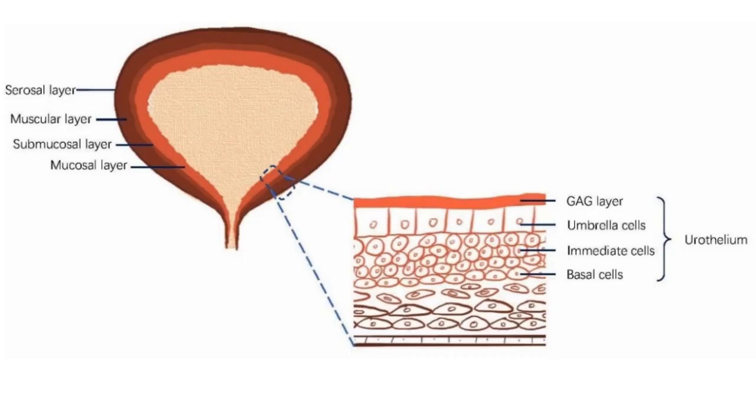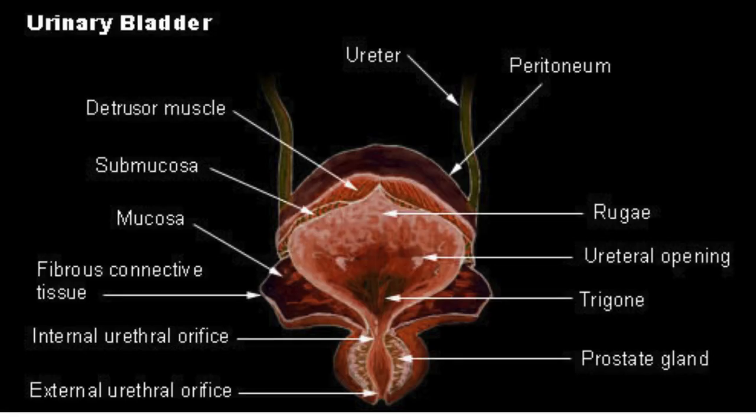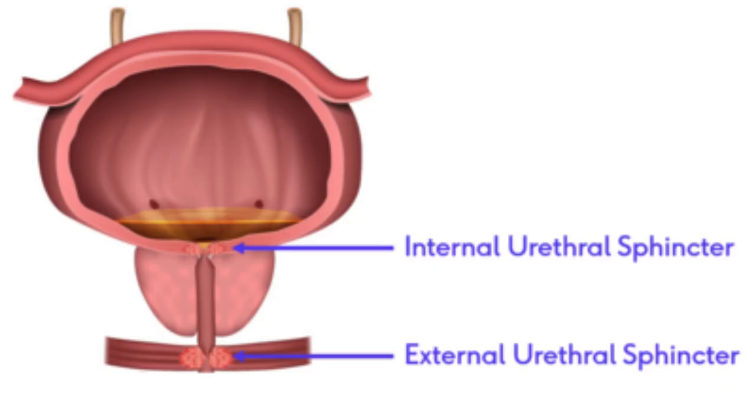Layers. Mucosa, the innermost layer, lined with transitional epithelium that allows the bladder to expand. Submucosa, a layer of connective tissue supporting the mucosa. Muscularis, composed of 3 layers of smooth muscle known as the detrusor muscle, which contracts during urination. Serosa, the outermost layer, which is part of the visceral peritoneum in the upper part of the bladder.